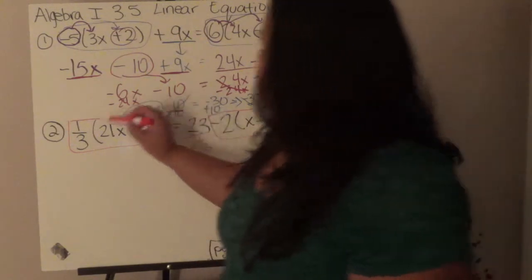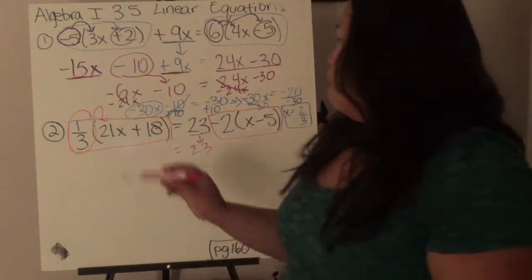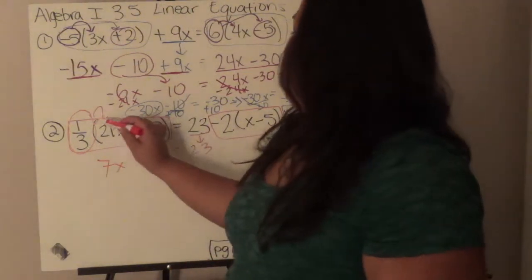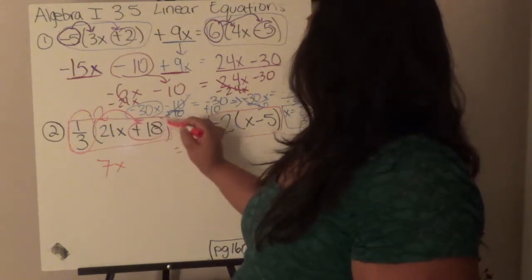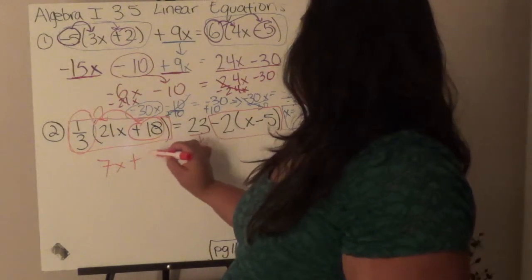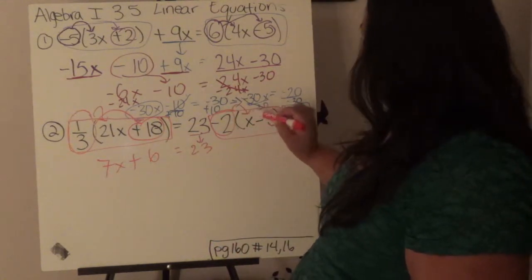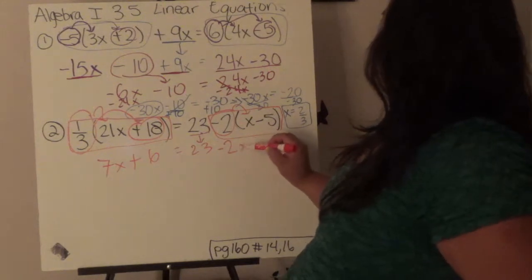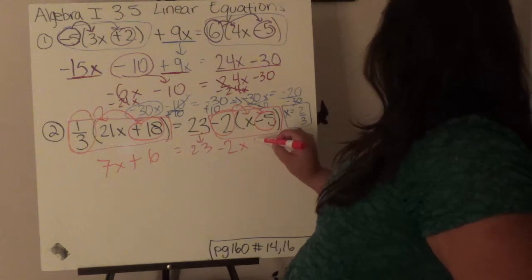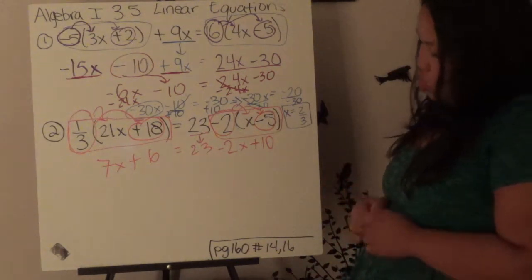So 1/3 of 21, so 21 divided by 3, which would give me 7x. 1/3 times positive 18, 18 divided by 3, which gives me a positive 6. Then I'm going to take the whole thing, so negative 2 times x gives me a negative 2x, and negative 2 times negative 5 gives me a positive 10. So from here to here, what I did is I distributed.